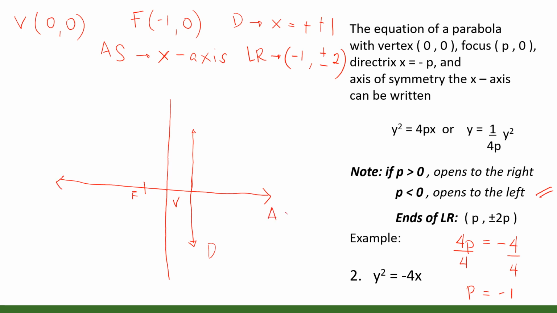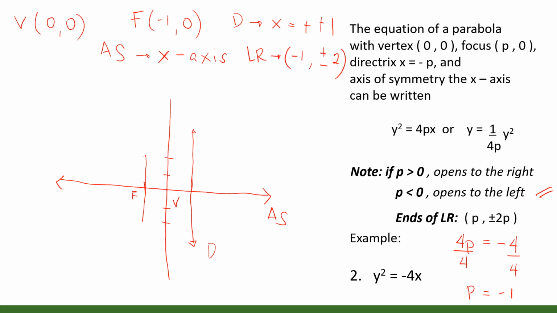So, axis of symmetry. The ends of Lattice Rectum, negative 1, positive 2. So, taas tayo ng dalawa. Pero syempre pa, negative 1, kaliwa, then taas ng dalawa. Ito, dito sa point na to. And then, bababa tayo ng dalawa. So, kaliwa ng isa, baba ng dalawa. Here's another end. Okay? Connect the points passing through the focus. Ito ngayon yung ating Lattice Rectum.